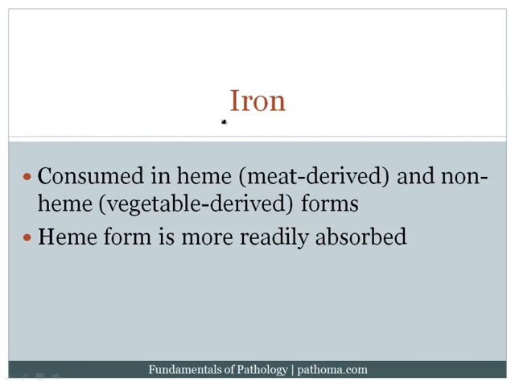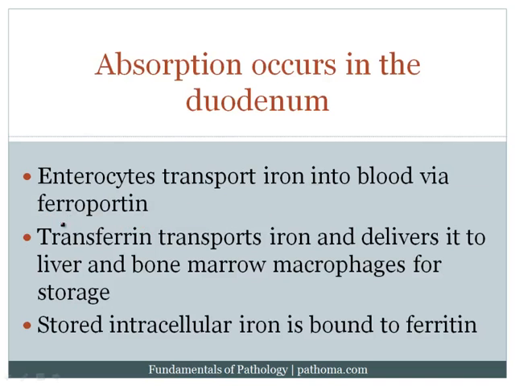Now, a little bit about the biochemistry of iron. You do need to understand it to understand some of the high yields for this disease. Iron is consumed in both heme, which is meat-derived, and non-heme, which is vegetable-derived, forms, and the heme form, i.e. the meat-derived form, is more readily absorbed. Absorption, of course, occurs in the duodenum. You do need to know that. Absorption occurs in the duodenum, and it's the enterocyte.